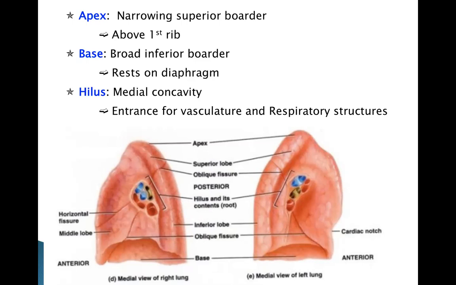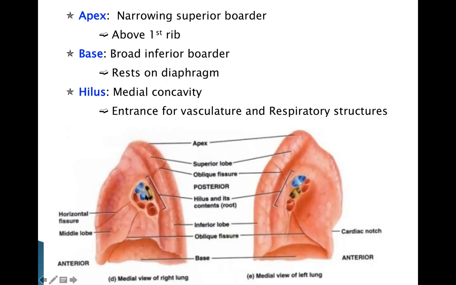And then we have the respiratory hilus or hilum. That's going to be the entry point. It's the medial concavity where we're going to see the primary bronchi enter, and we're going to see the blood vessels, both the pulmonary arteries and pulmonary veins, entering and exiting through that medial concavity we call the hilus or hilum. All right, so this is the hilus or hilum.